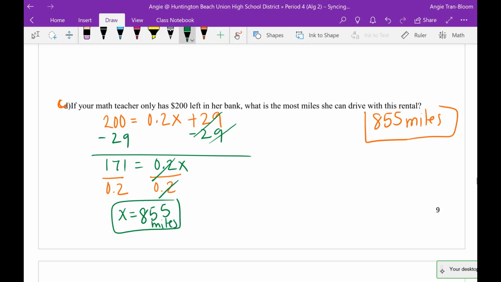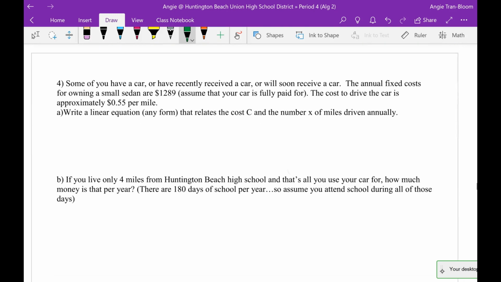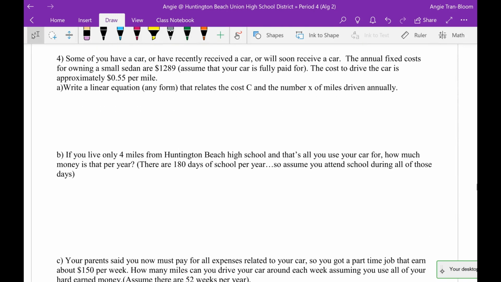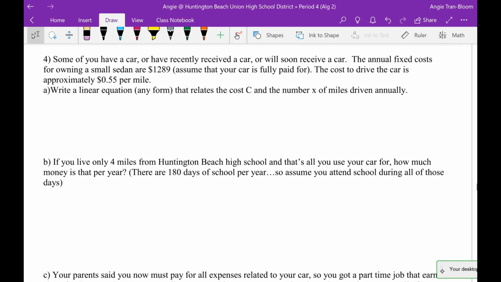Last example of today, or last check for you, I should say. This one requires a bit more thinking. Some of you just told me you got a car, so I made this up. Some of you already have a car. Some of you are about to be driving a consumer car.